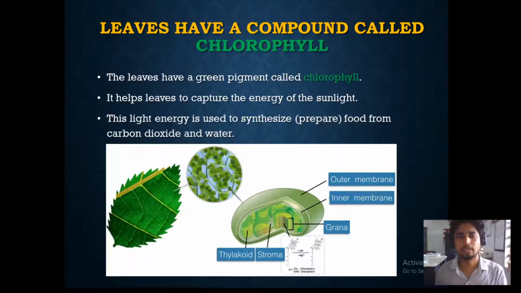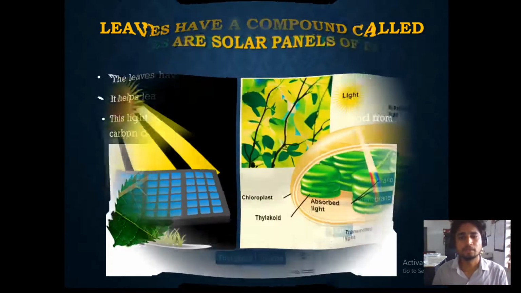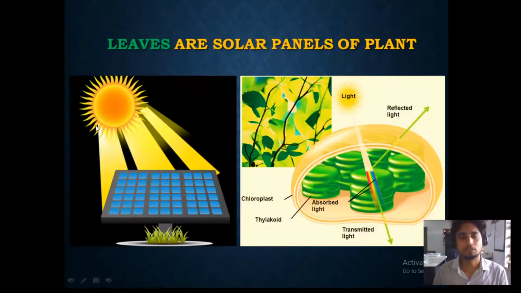You might have seen solar panels. What is the function of a solar panel? Solar panels help in capturing the sunlight. They absorb the sunlight, and they produce electricity from the solar energy. They are modifying the solar energy into electrical energy.